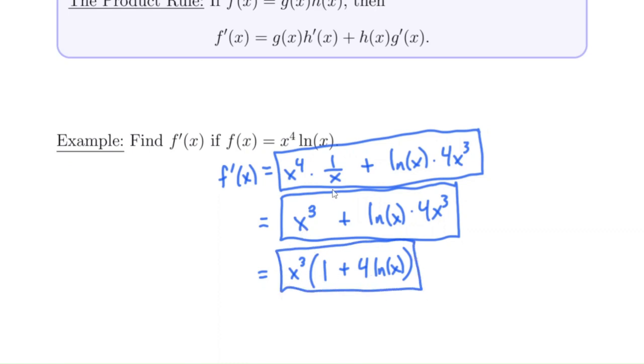But again, if you're doing the problem and you're checking your answer in a book or in My Math Lab, the solution might look something like this, and you have to recognize that it's really the same thing as this if you do a little bit of simplification. But notice that we found the correct answer not by doing the derivative of x to the fourth times the derivative of ln of x. We did it by using the product rule.